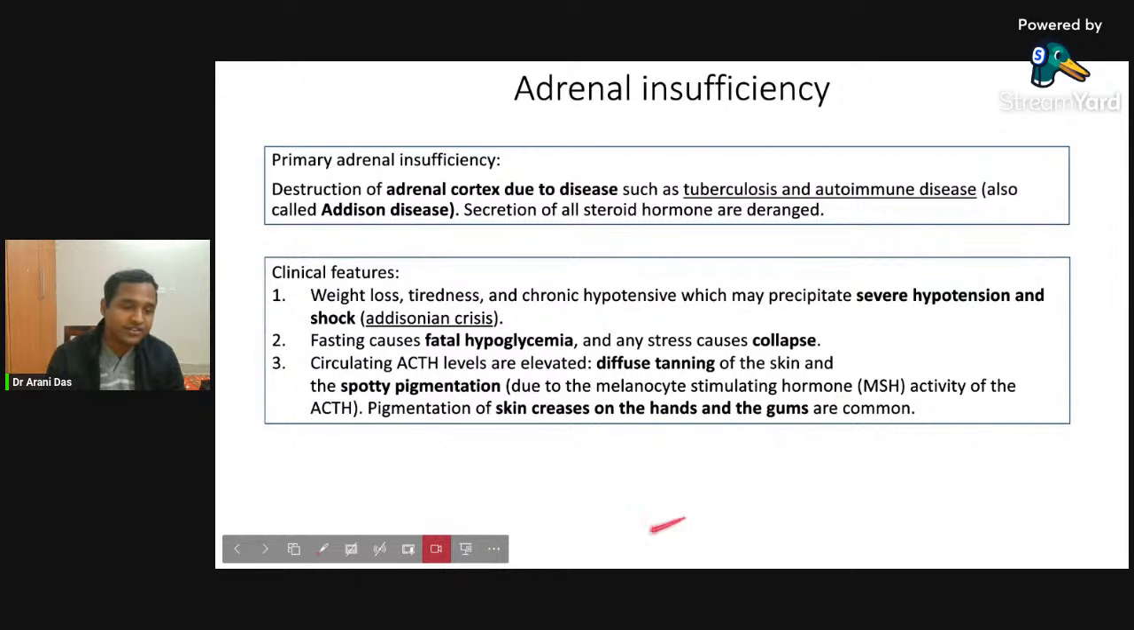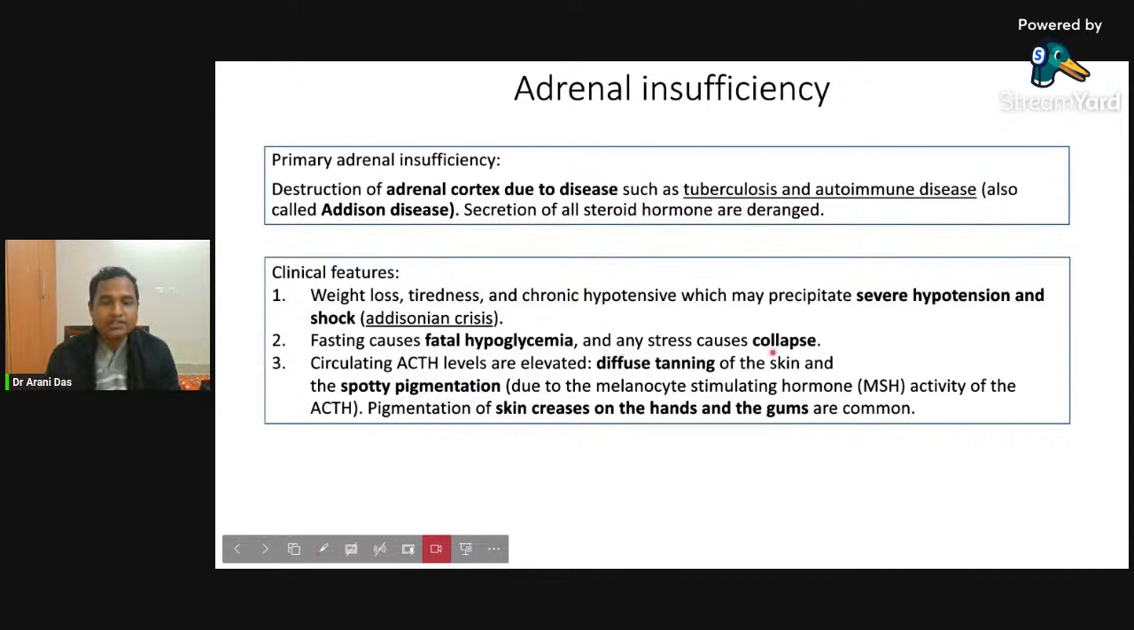So the features will be weight loss, tiredness, and chronic hypotension, which may precipitate severe hypotension and shock. This is also called Addisonian crisis. The patient may suddenly develop shock and severe hypotension because of less cortisol action. Fasting may cause fatal hypoglycemia. Any stress can cause collapse. That means these patients can't handle the stress.